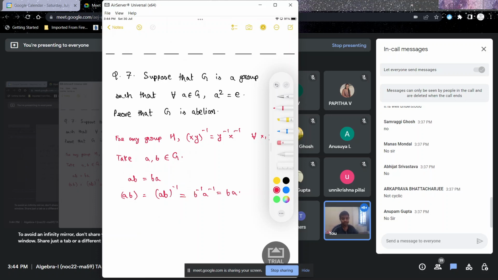It's as simple as that. So for every element A and B in G, you have AB is equal to BA, which just shows that the group G is abelian, right? I hope the argument is very clear.